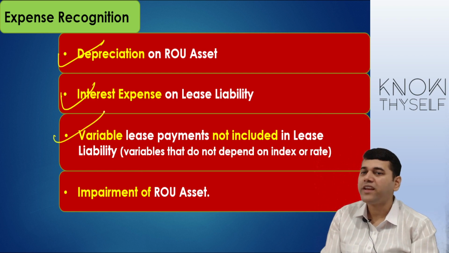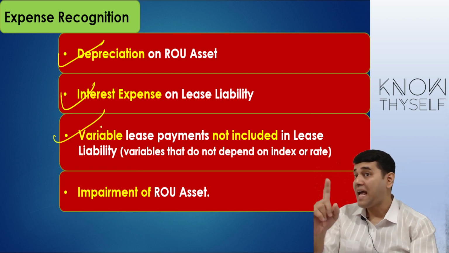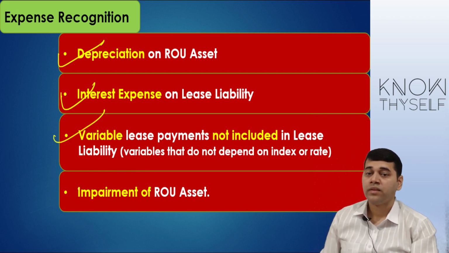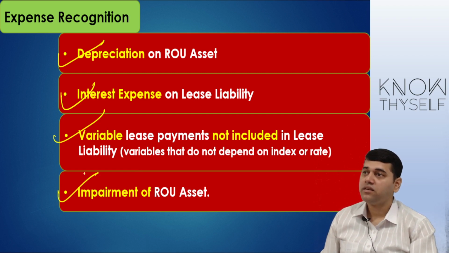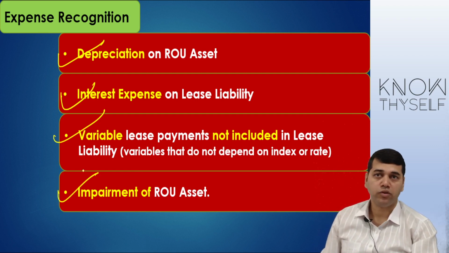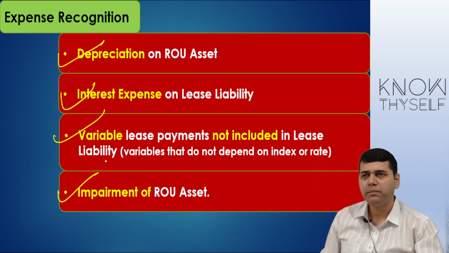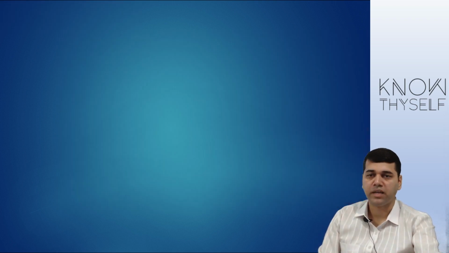No. It is a part of your expense, debited to the P&L account as lease expense. Then if any impairment is there, you have to charge the impairment on the ROU asset. What is impairment? Ind AS 36, we will discuss. Here there is no question on impairment applicable to you.